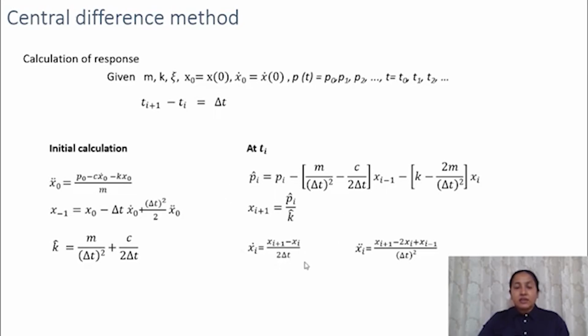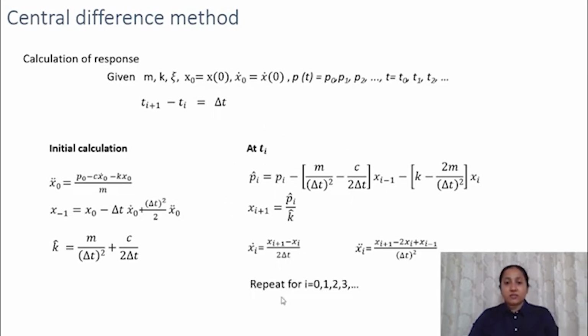So, and this can be repeated for different time instants. That is, we can repeat this for different values of i. So if i is equal to 0, we can get this expression as P cap 0. For that we need P naught, which we already know, and x minus 1, which we have calculated here, and x naught, the initial displacement we already know from the beginning.